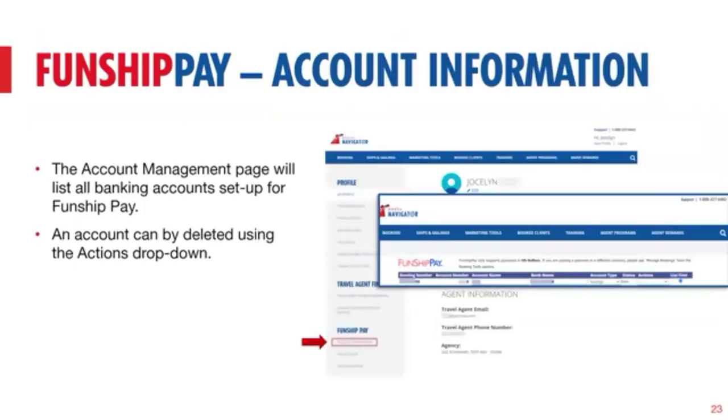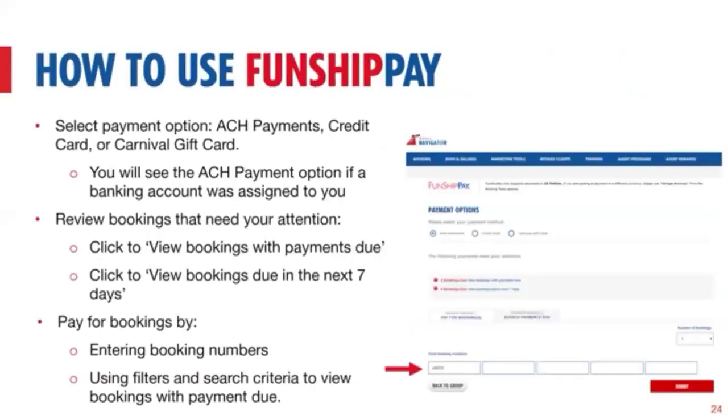You will see a list of all the bank accounts you set up for FundShip Pay. If you want to delete an account, click the Actions drop-down box. If you want to use FundShip Pay, click the radio button under Payment Options and select the one you would like to use, either ACH payments, credit card, or Carnival gift card. You will only see the ACH payment option if you have already added a bank account or if one was assigned to you. If you do not see that option, please contact your travel agency owner or manager.